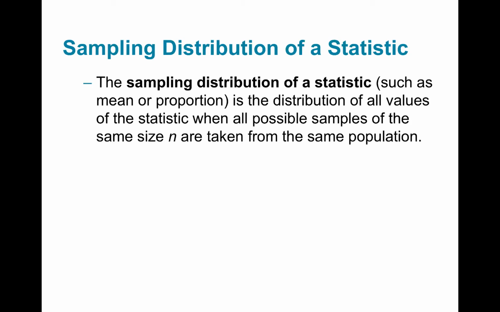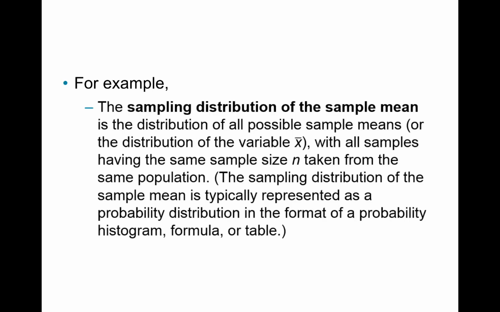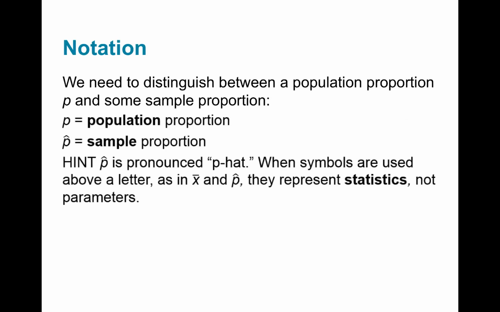So the sampling distribution of a statistic is a distribution of all possible values of that statistic when you consider all possible samples of the same size n. For example, we could look at the sampling distribution of the sample means. We imagine all sample means taken from all samples of size n. A little bit of notation. We use symbols above letters to designate numbers computed from a sample. So p hat is a sample proportion.